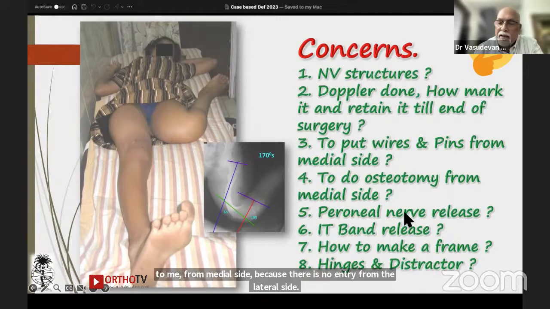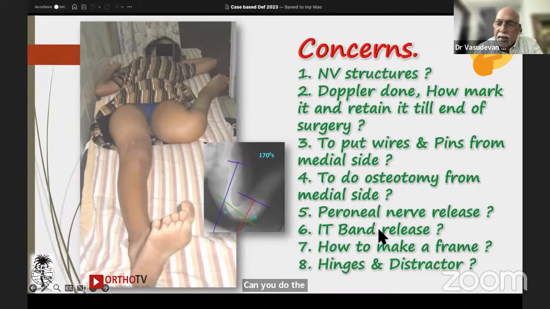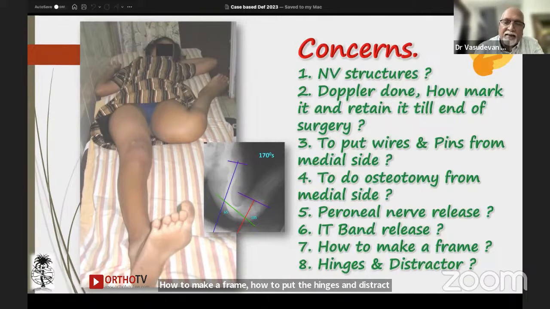Can I do a peroneal nerve release? Can I do an IT band release? How to make a frame? How to put the hinges and distractors? So all these problems can be solved when you are relaxed and thinking about it. It may take some time, but still it is quite possible.